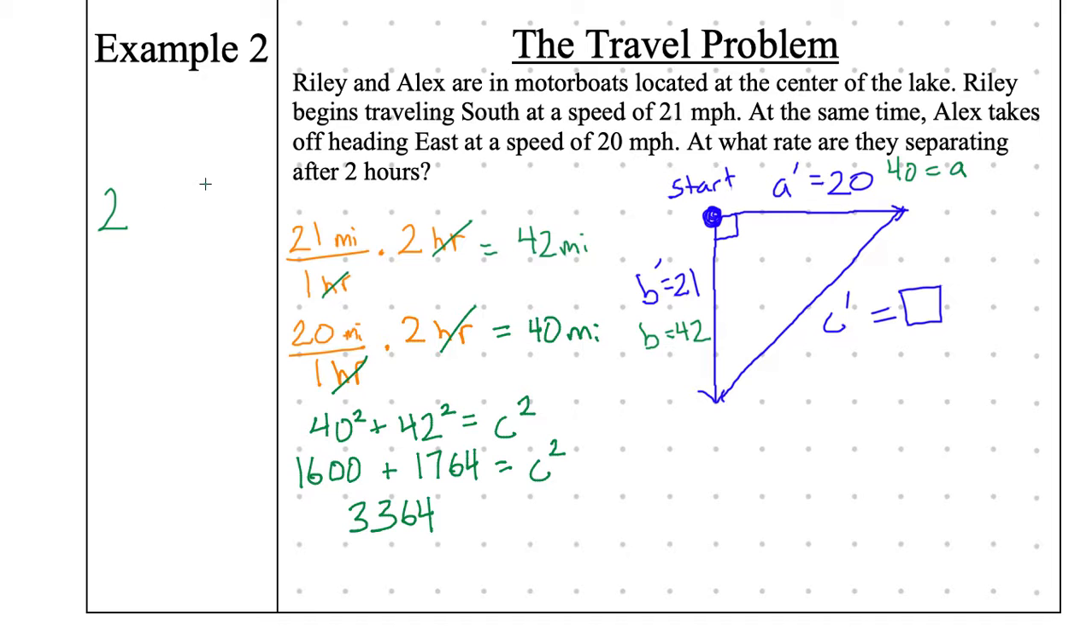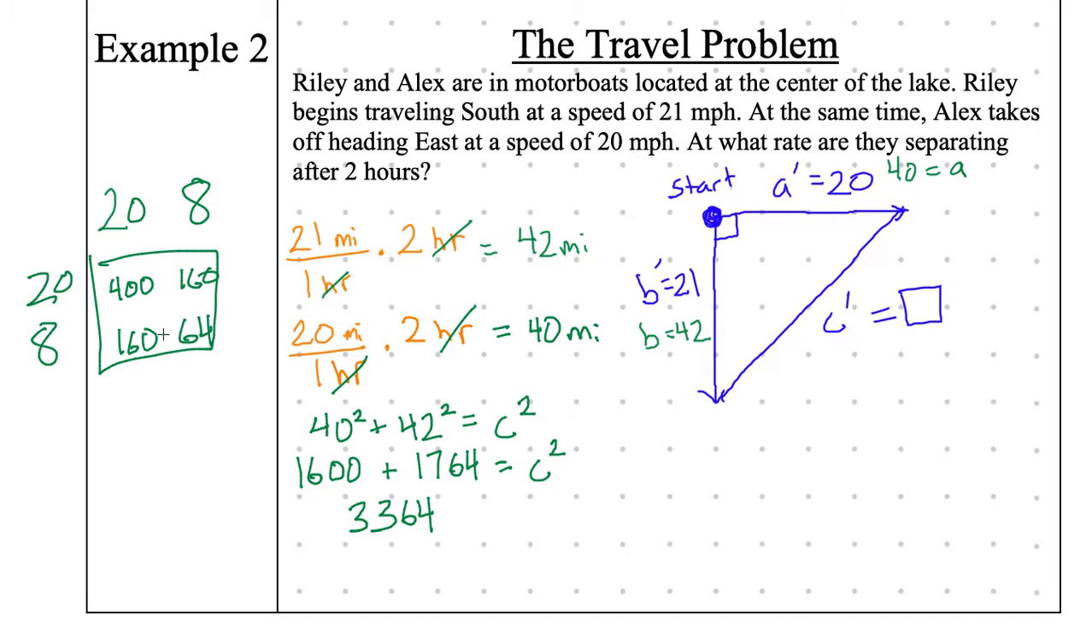You can do 28 a different way too. 28 times 28 is 20 plus 8, times 20 plus 8. 20 times 20 is 400, 20 times 8 is 160, 160, and 8 times 8 is 64. Add them all together, you get 784. That's not what I wanted. It's only 800.